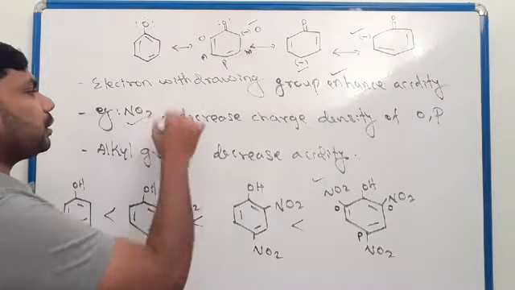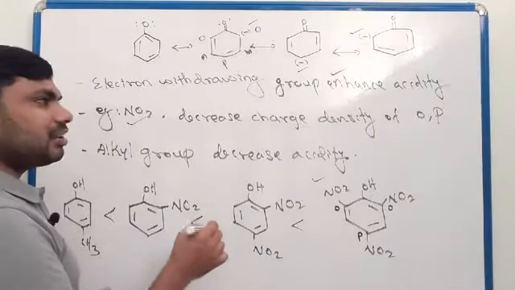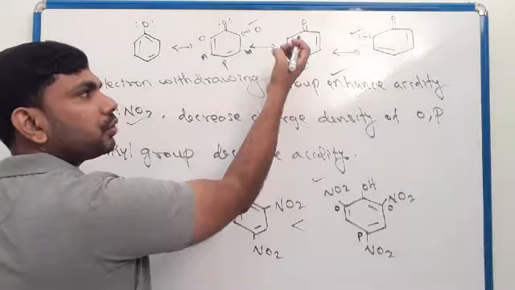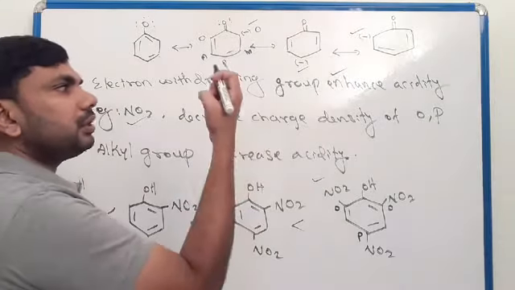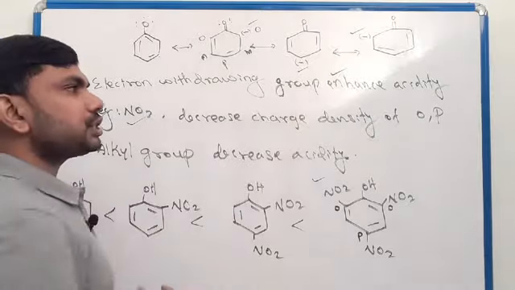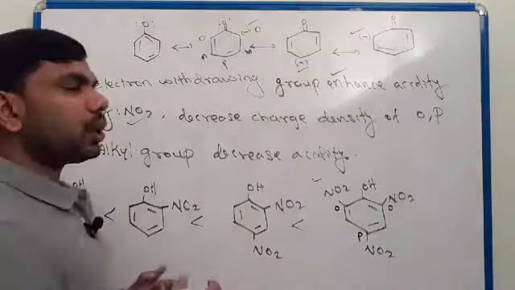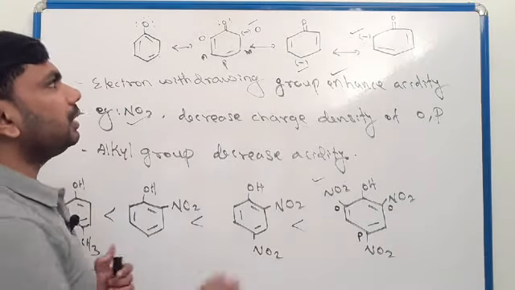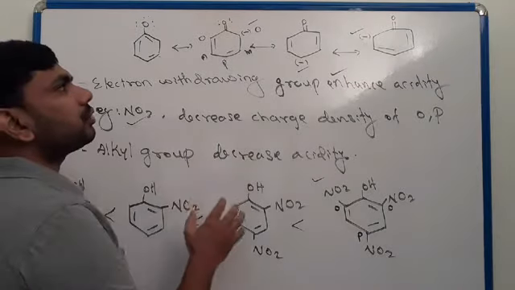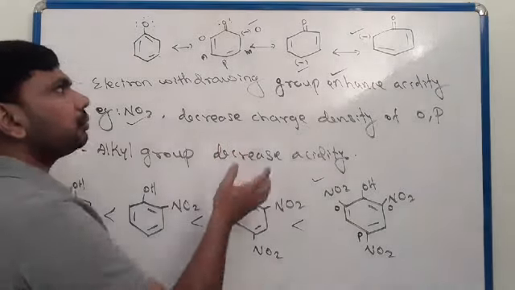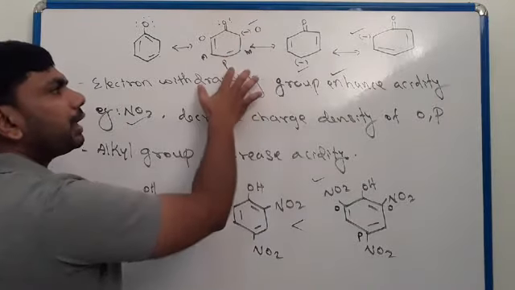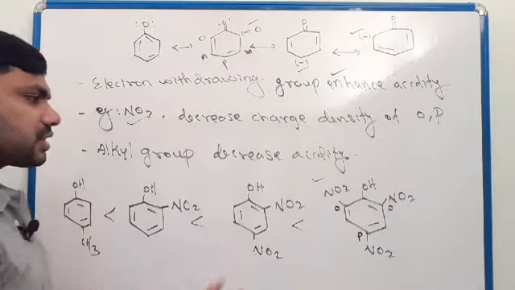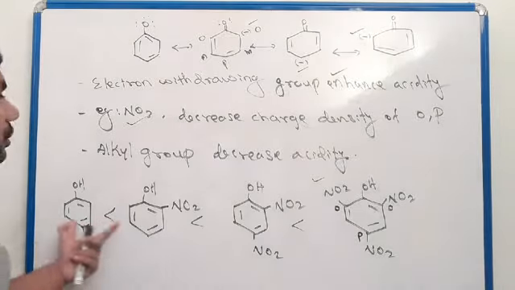Here an electron withdrawing group such as NO2 decreases charge density, because it withdraws electrons, it withdraws charge from this position, and the stability of this ion also increases. That's why acidity increases. So remember, any electron withdrawing group such as a nitro group or halogen in the ortho or para position increases the acidity of phenol. So we can arrange these alcohols or phenols according to this order.